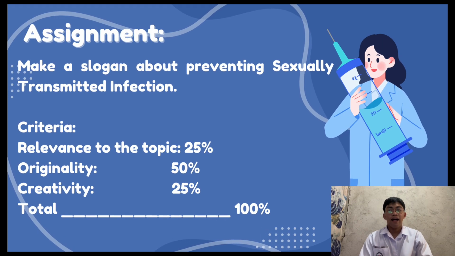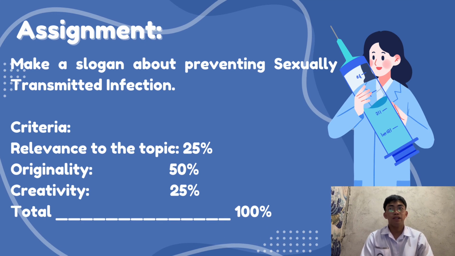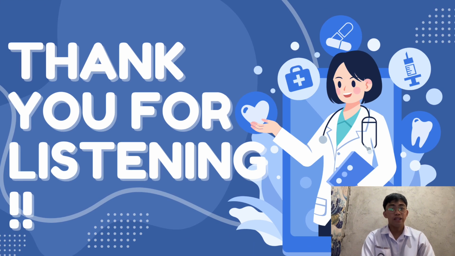Class, I want to give you an assignment. This is very easy. The assignment is to make a slogan about preventing sexually transmitted infection. This is the criteria of our assignment: relevance to the topic 25%, creativity 25%, originality 50%. So the total is 100%. You can submit it next week. We will meet next week.